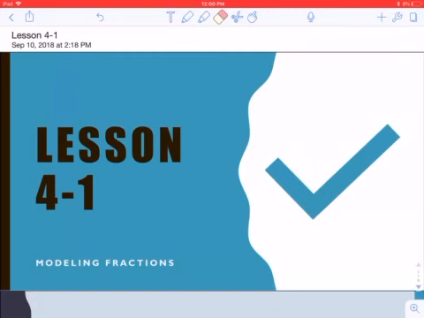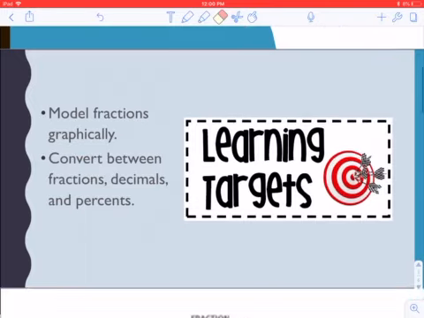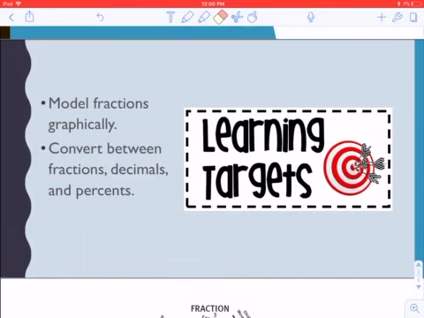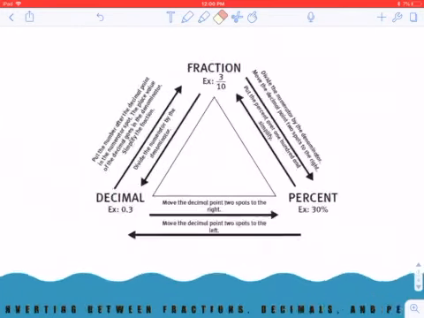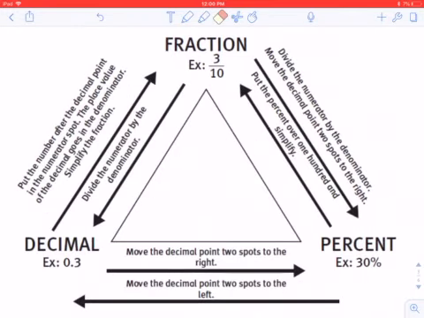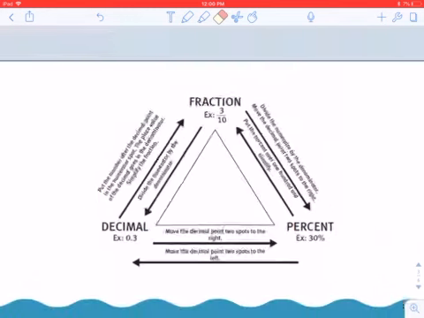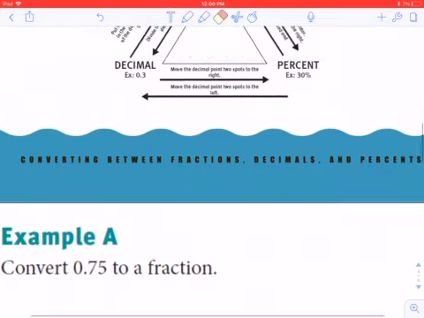Okay, lesson 4.1 is on modeling fractions. The learning targets are to model fractions graphically and convert between fractions, decimals, and percents. This graphic organizer is in your book in section 4.1. It talks about going back and forth between each of the different kinds of rational numbers.